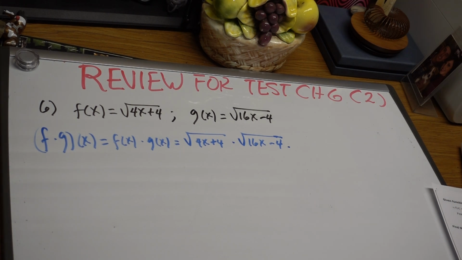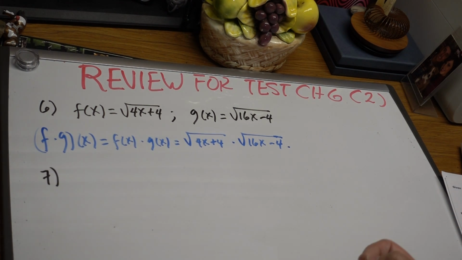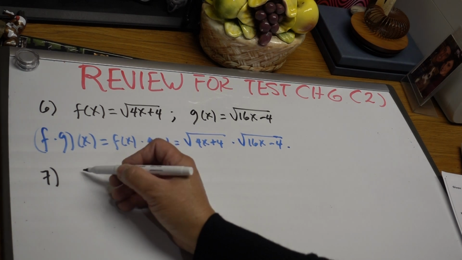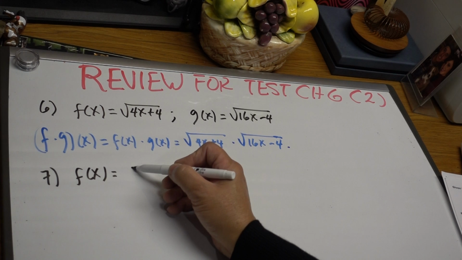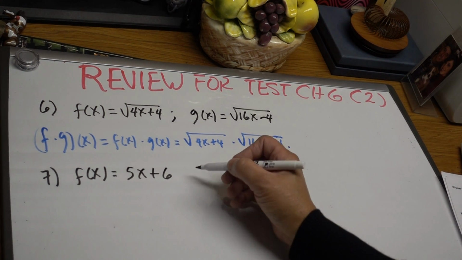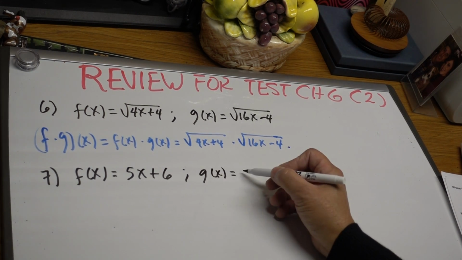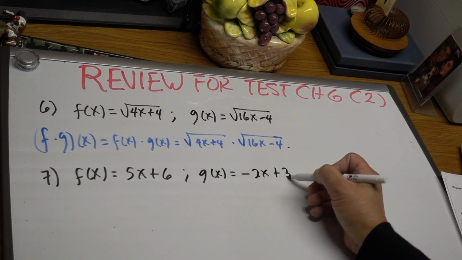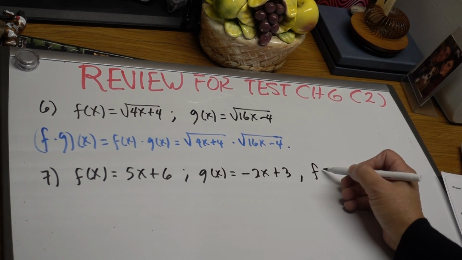Problem number 7. This is a composition function. Find the composition of these two functions. f of x is 5x plus 6, and g of x is negative 2x plus 3. We're trying to find f of g.